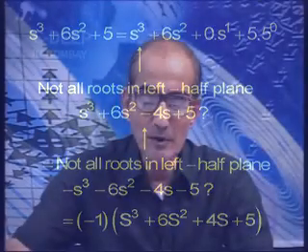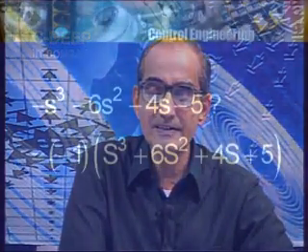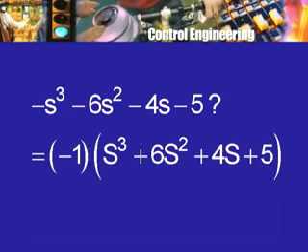Alright, so I have the polynomial s cube plus 6s square plus 4s plus 5. No power of s is missing, all the coefficients are positive. So what can I say right now? Nothing. I will have to use some further rules, and the Routh array or table will enable us to answer this question. But what about the polynomial minus s cube minus 6s square minus 4s minus 5?